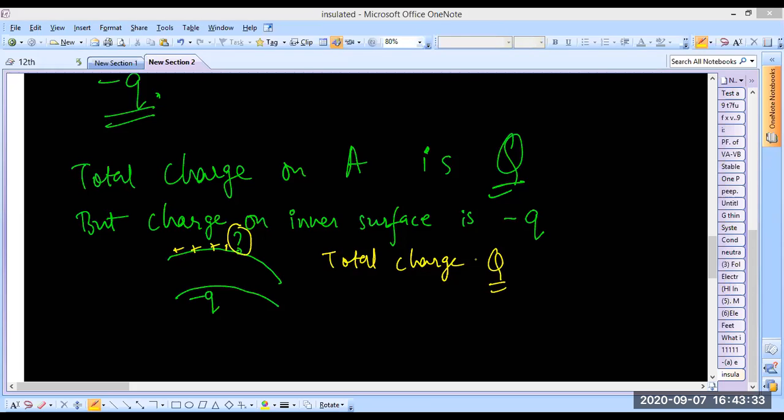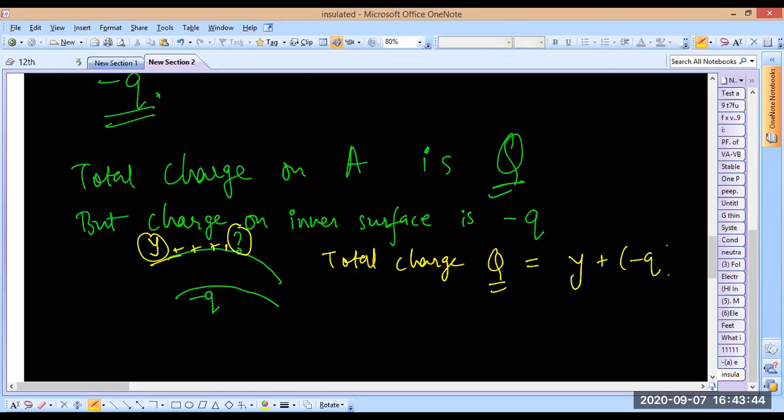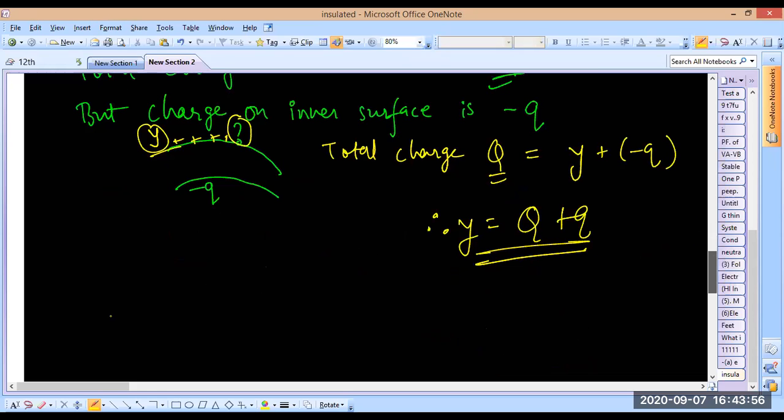See, it's quite simple. Suppose you call the unknown charge on the outer surface y, and the inner surface has minus q. Now the total charge is Q, so that should be equal to y plus minus q. I don't think anyone has a problem with that. So how much is y?